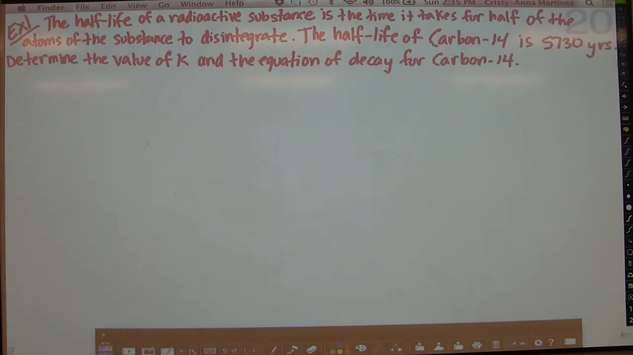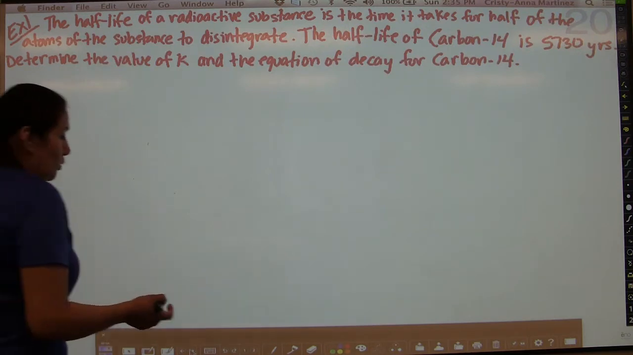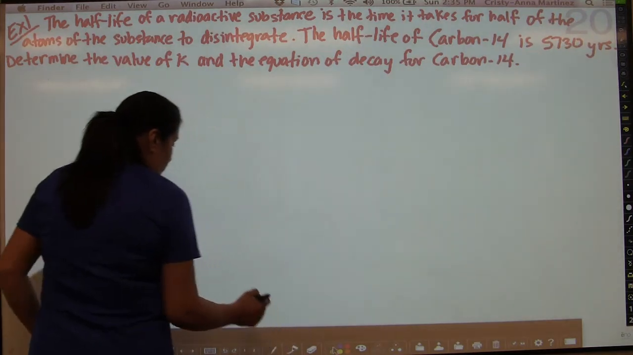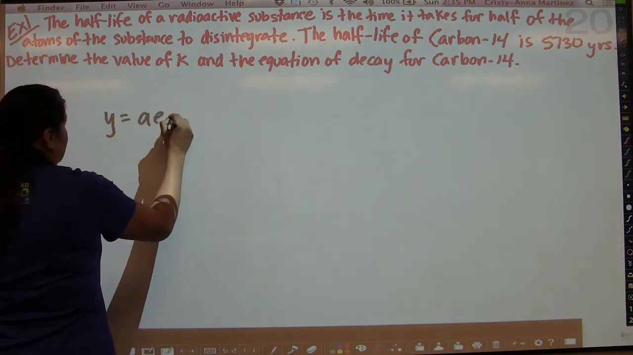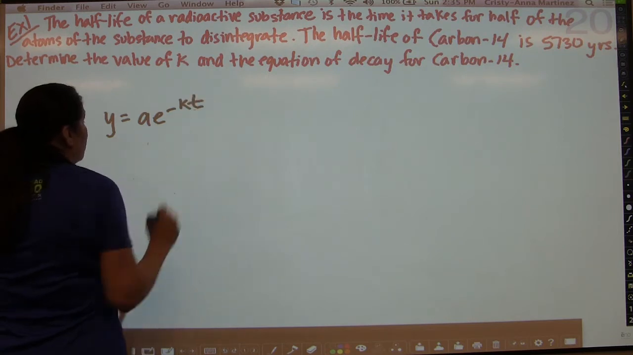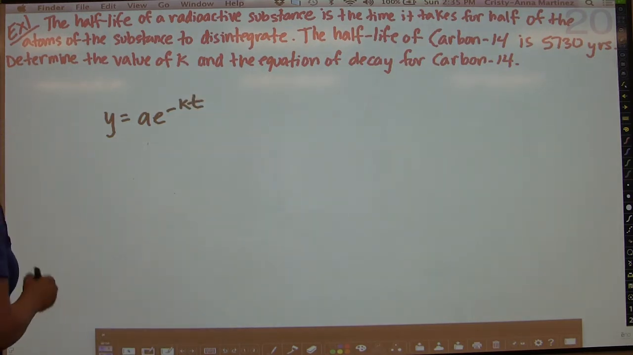So here we have our first example, and it says, the half-life of a radioactive substance is the time it takes for half of the atoms of the substance to disintegrate. The half-life of carbon-14 is 5,730 years. Determine the value of K and the equation of decay for carbon-14. So again, we're talking about decay here, so we're going to use the formula for exponential decay, which is y equals a times e to the negative kt from the previous slide, and we're going to plug in the information that we know.